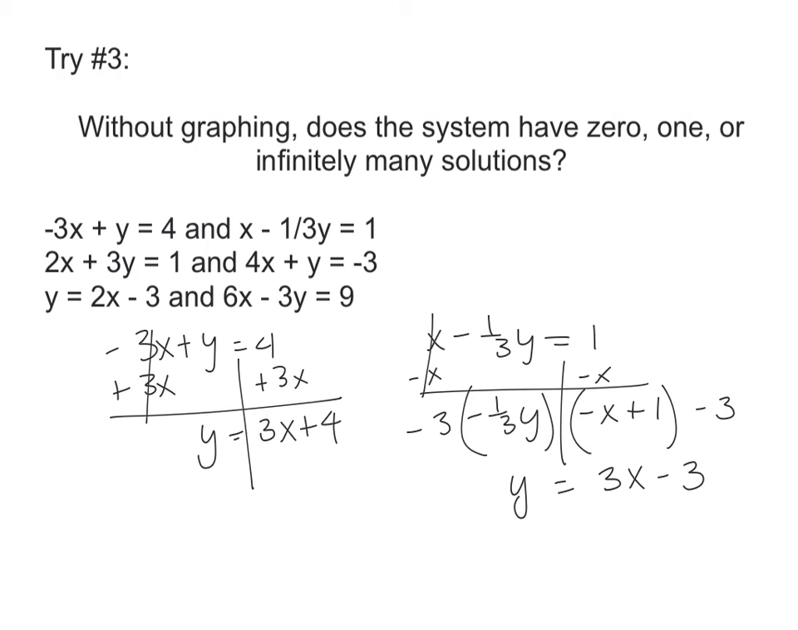Again, here we notice that the slopes are the same. If the slopes are the same, that means they are parallel lines. And if we think about parallel lines, they will never intersect. So there are 0 solutions here. All right, let's look at the next one.